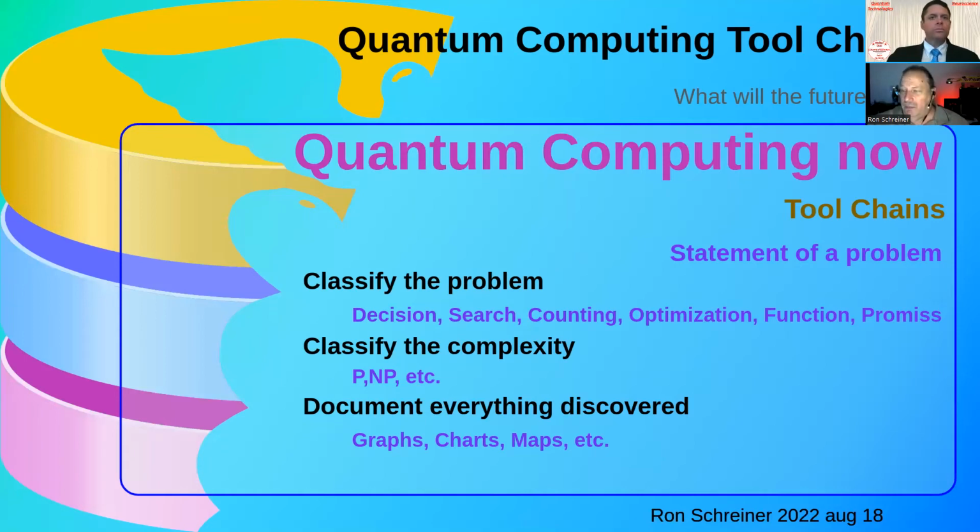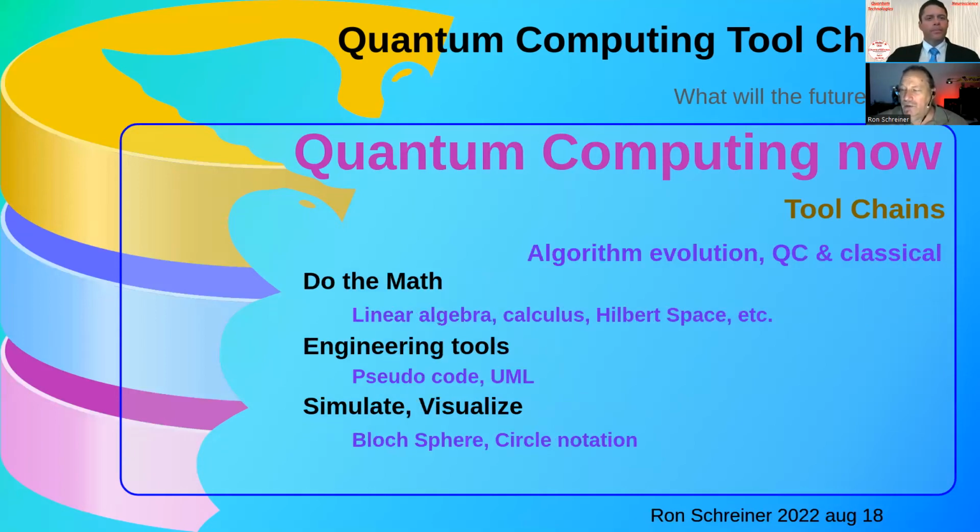So you've got your problem stated. You get on to algorithm evolution. And here, the one thing you've got to do in quantum specifically or especially is do the math. You've got to have your linear algebra, your calculus, know what a Hilbert space is, etc. You have access to algorithm building tools like pseudocode, Universal Markup Language. There's also, all over the place, things that will simulate and visualize.